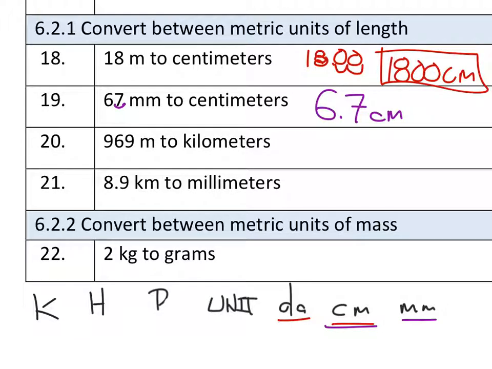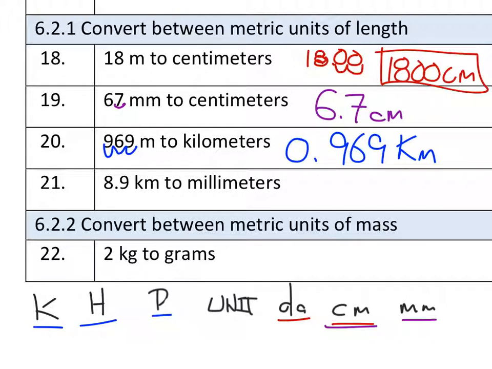20 is the same idea. The kilos are 1, 2, 3 spots away to the left of the units. And meters are just units, so we would move that 3 spots to the left. And we got 0.969 kilometers. Kilometers, whatever. We've already got this put out there.